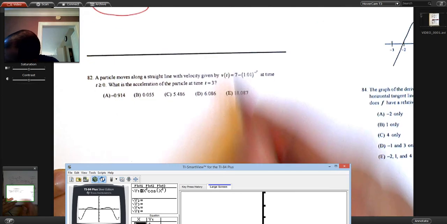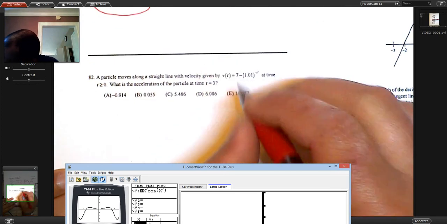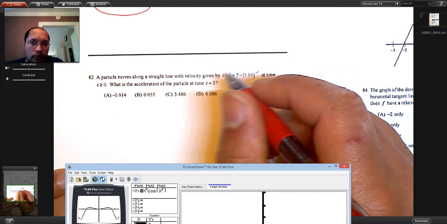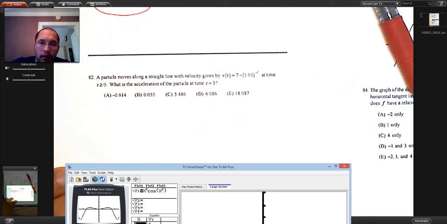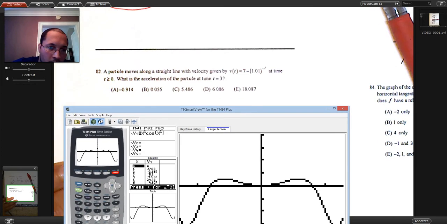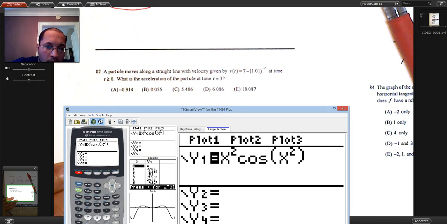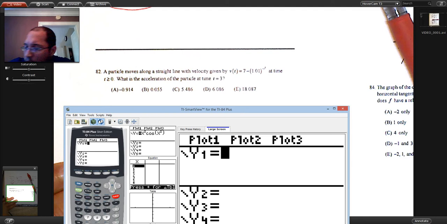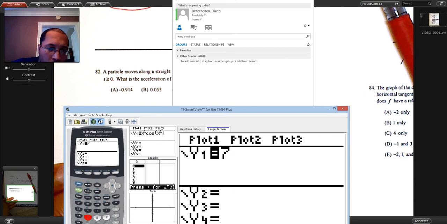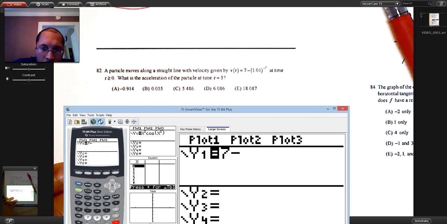What is the acceleration of the particle at time t equals 3? All right, so you just got to know velocity and acceleration. Here they're just asking for a simple acceleration. You can use your calculator all day long. So let's go to y equals, clear. And then we got 7 minus take away. 7 take away.